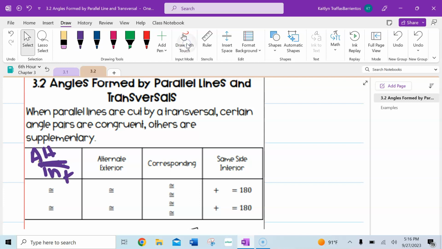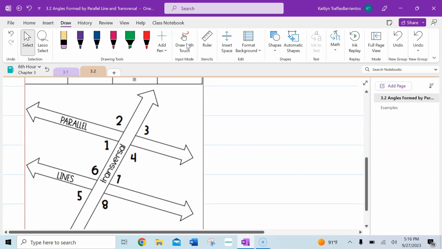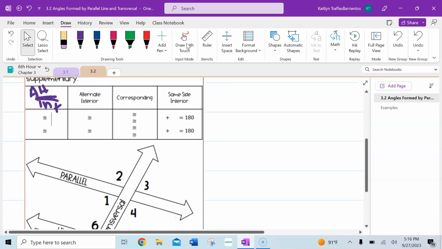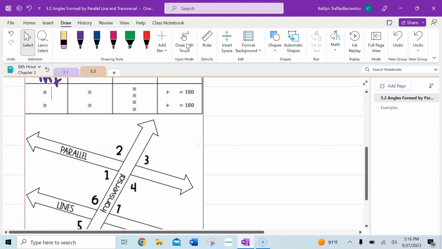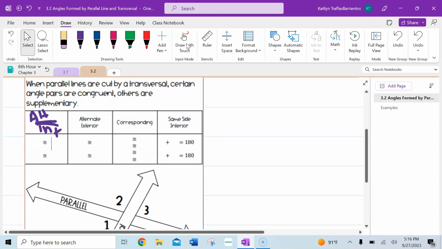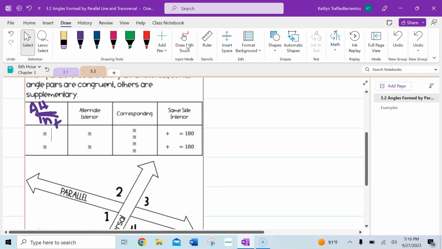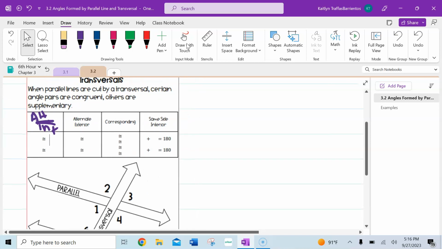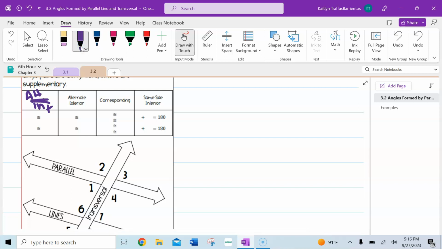So we're going to start off with a little bit of a review of what we talked about yesterday. We have parallel lines cut by a transversal, and we've got these 8 angles. And when you have these 8 angles, we have these different angle relationships. What we're going to find out today is that certain angle pairs are congruent while others are supplementary. I've got this chart up here so we can list out which angles are congruent and which are supplementary. A little spoiler alert, the alternate interior angles are going to be your congruent angles.